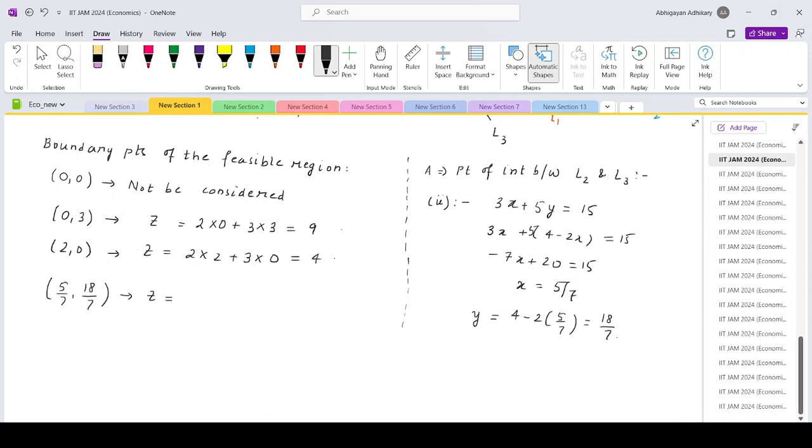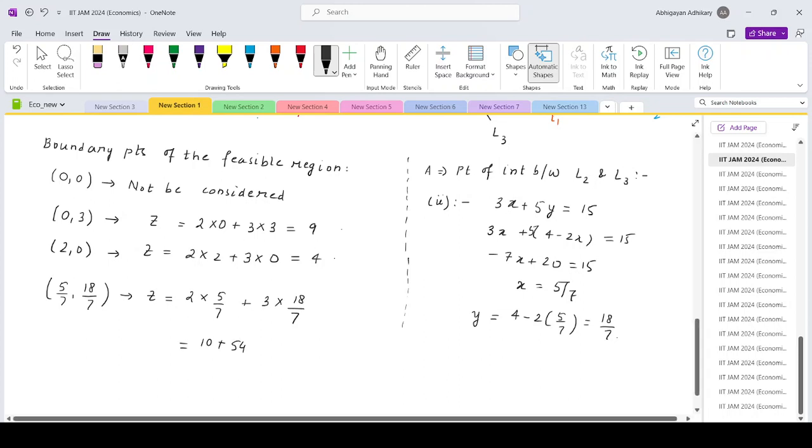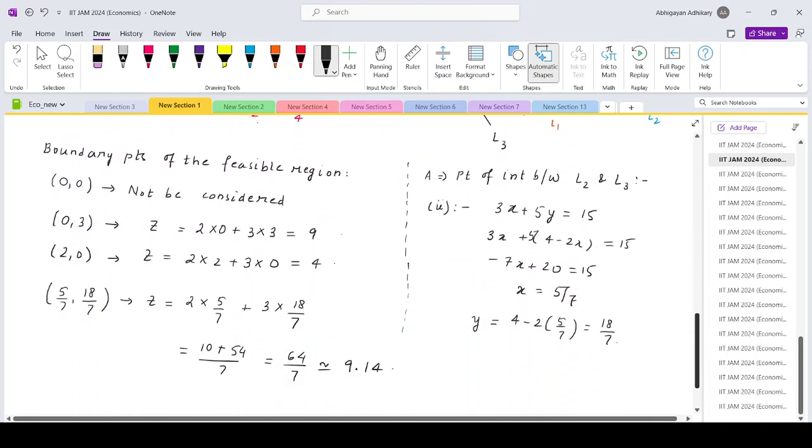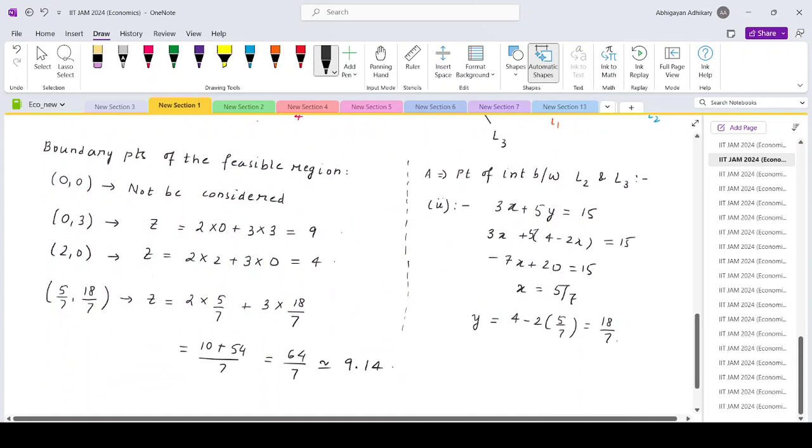At this point the value of z would be 2 into 5 by 7 plus 3 into 18 by 7. That makes it 10 plus 54 divided by 7, that is 64 by 7. If you divide it, that is approximately 9.14. Okay, so that means this is the maximum value that we can get, which is 64 by 7. This is the Z max.